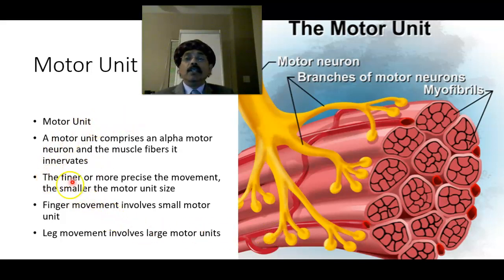The finer or more precise the movement, the smaller the motor unit size. In the hand, we need precise action. In our extraocular muscles, we need precise action. In that condition, one motor neuron will innervate only a few skeletal muscle fibers. But in the back area and the leg area, one motor neuron can innervate around 100 to 200, even more, muscle fibers. So for precise action, we need a smaller motor unit. A motor unit means one motor nerve and the number of muscle fibers innervated by that motor nerve. For leg movement, we need a large motor unit.